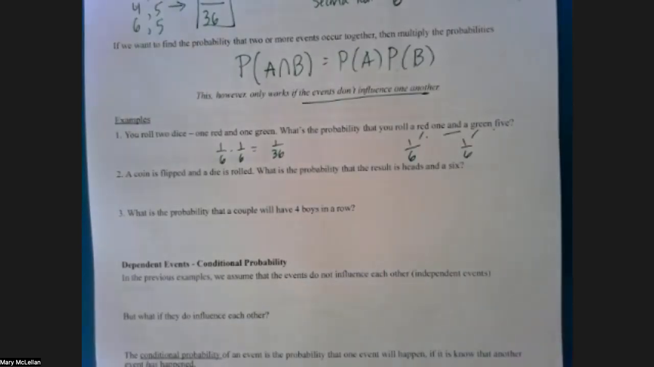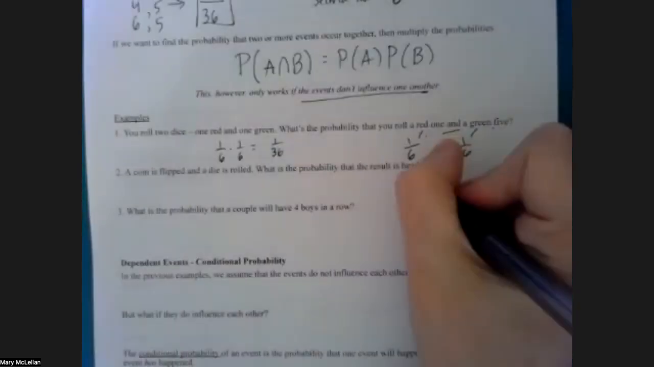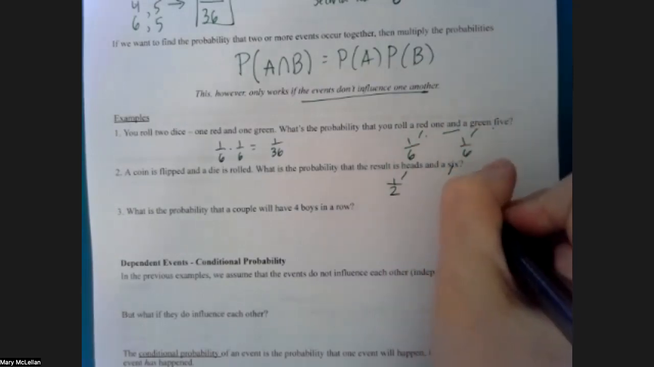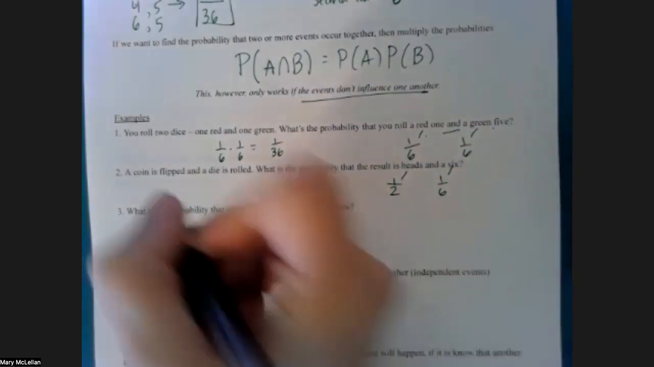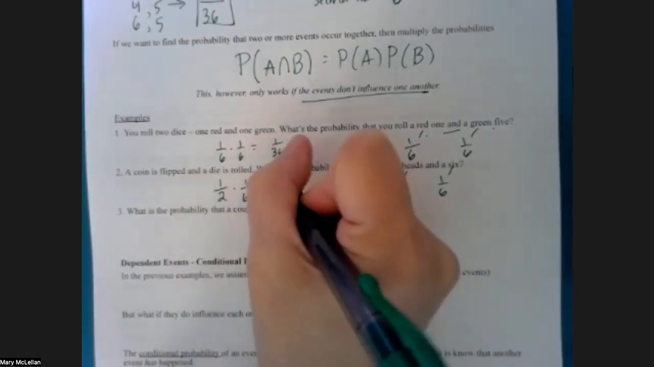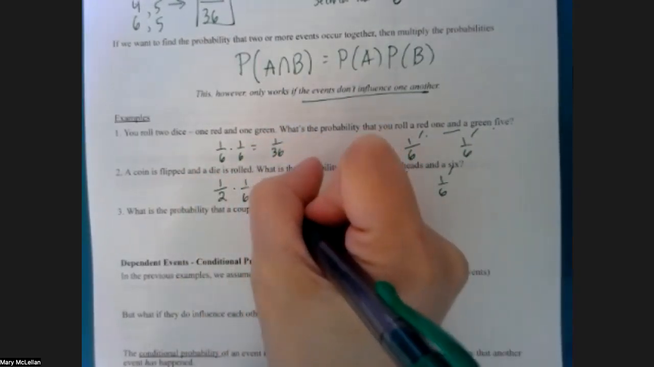A coin is flipped and a die is rolled. What is the probability that the result is a head and a 6? So the probability of heads is 1/2. The probability of a 6 is 1/6. This answer is 1/2 times 1/6, which is 1/12.